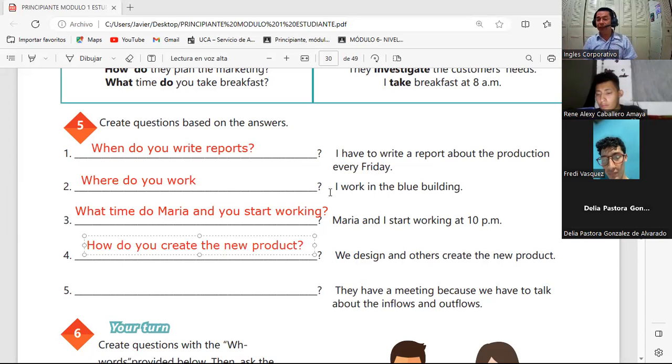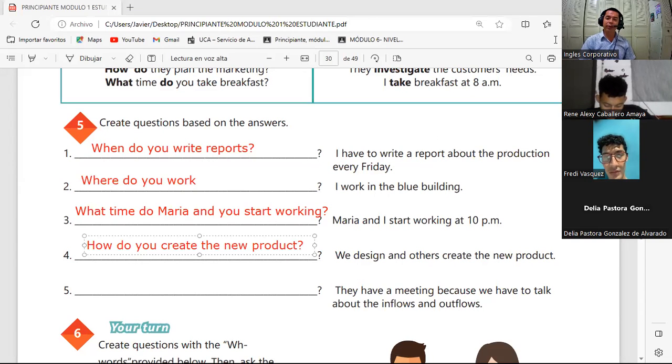We design and others create. ¿Cómo lo hacemos? Bueno, diseñamos y los otros crean. Ajá. No, es que la respuesta dice nosotros diseñamos y otros crean the new product. Entonces sería which. No. Which is what? ¿Cuál de este? What, teacher? Oh, who design? Who design and create? No. Who design and who create? Could be two questions. How do you create the new product? We design, and others create the new products. Uh-huh. That is logic, right? Creo que eso es un poco más lógico, ¿verdad?